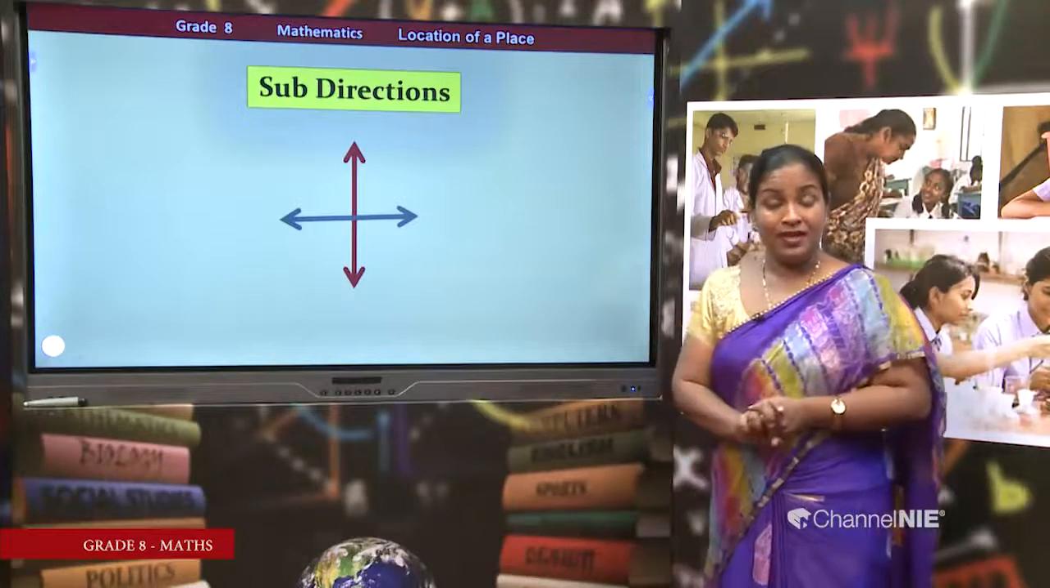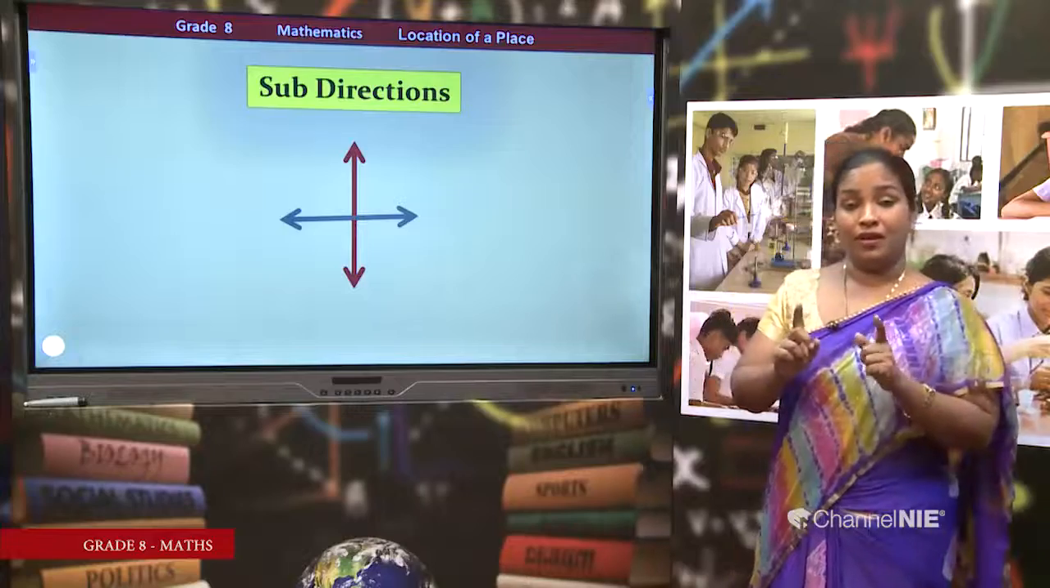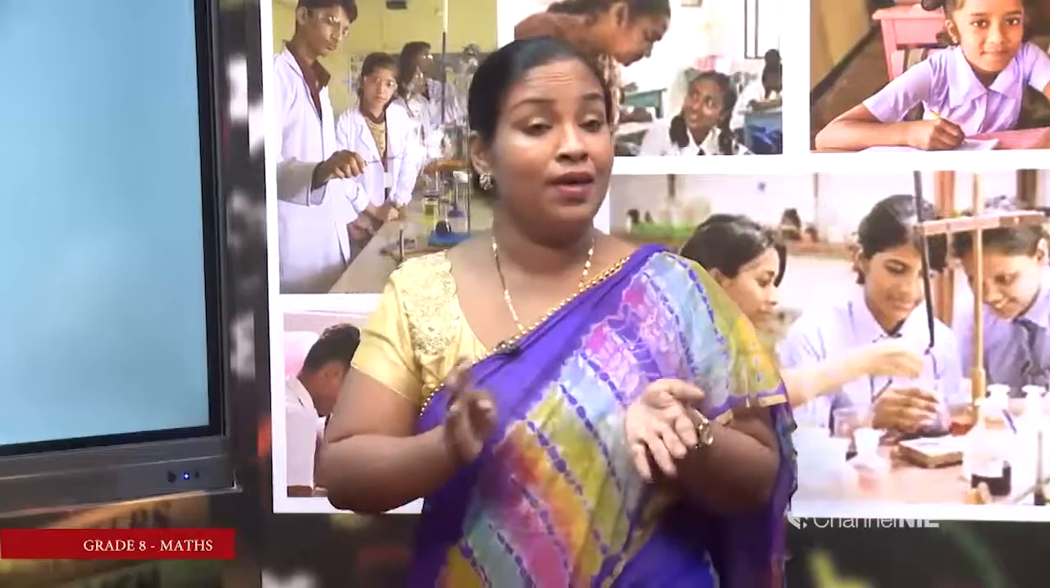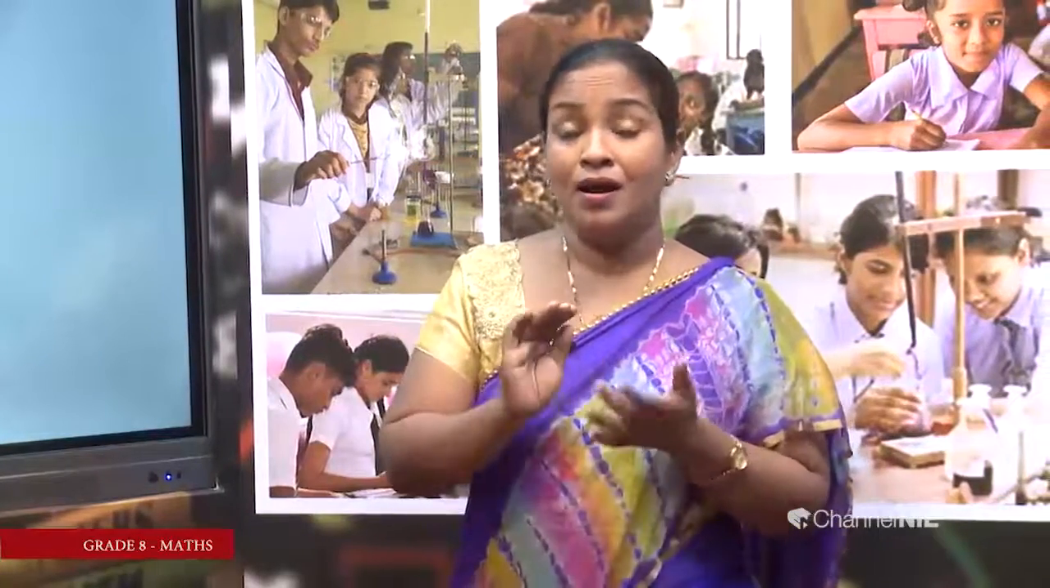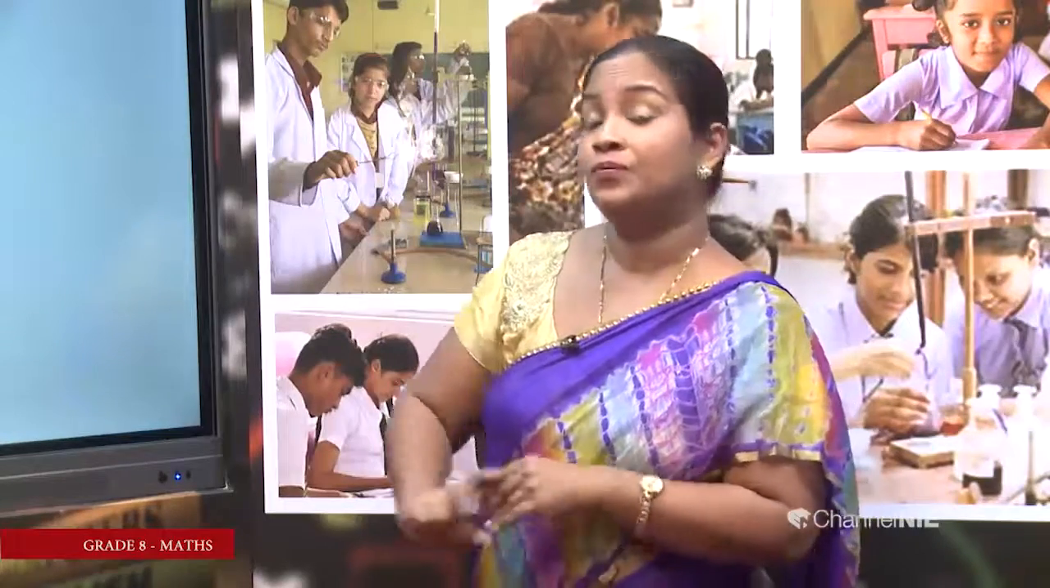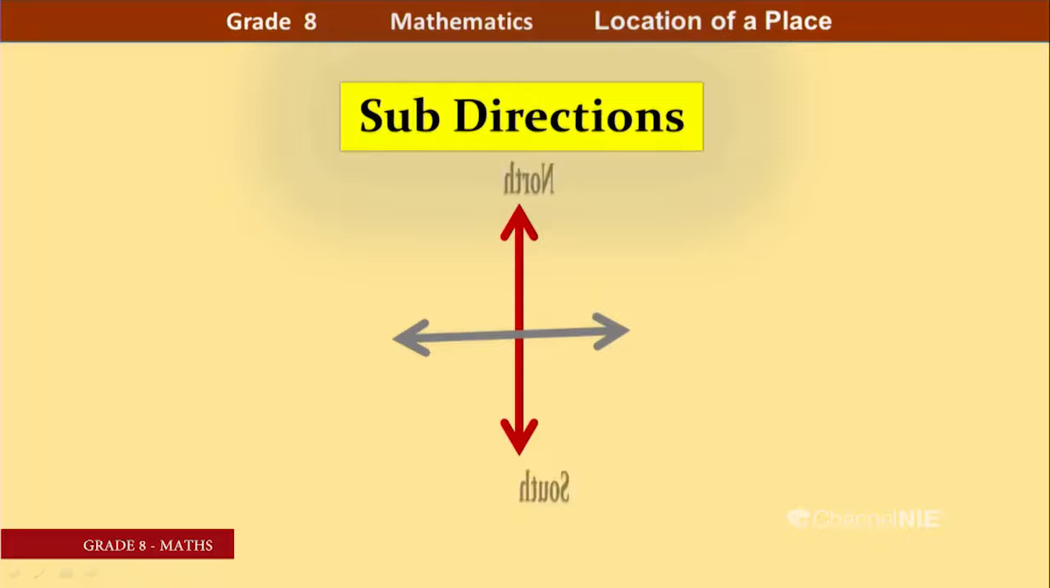When we talk about subdirections, I want to tell you something very, very important in this lesson. Even though we have 4 main directions, among those 4, we have to give priority to north and south. That's why I indicate those 2 with red arrowheads. It's very important. Even though we have 4 main directions, we give priority to north and south.